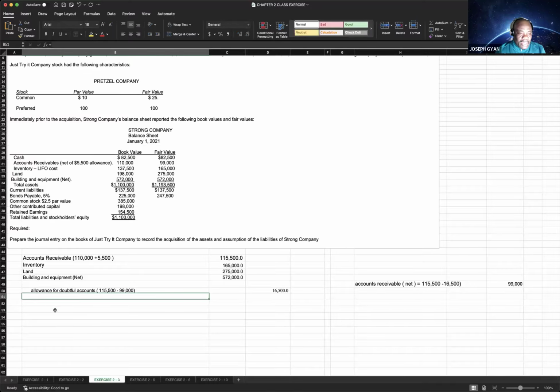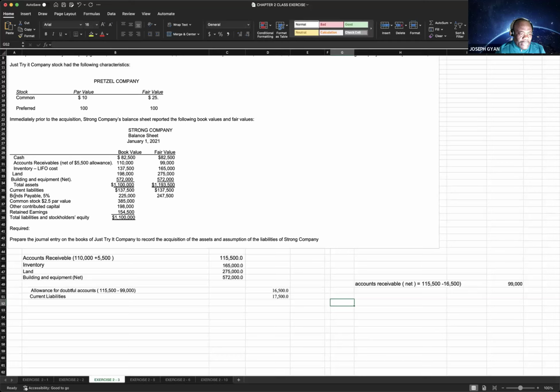Then we have the liabilities. So we have the current liability. The market value, or the fair value, of the current liabilities was given to us: 137,500 here.